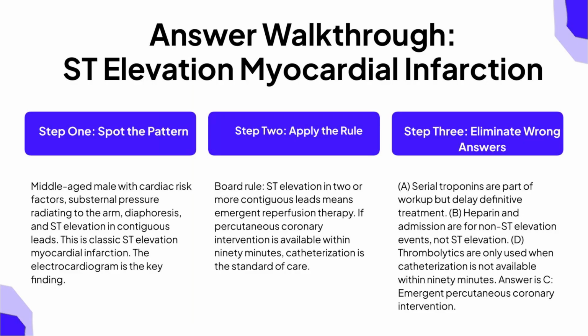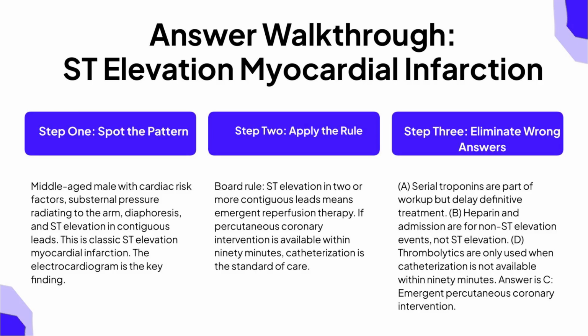Step 1. Spot the pattern. You have a man with classic risk factors presenting with substernal pressure, arm radiation, diaphoresis, and ST segment elevation in contiguous leads. That is a textbook ST segment elevation myocardial infarction. Step 2. Apply the rule. The board rule for ST segment elevation myocardial infarction is emergent reperfusion. If the hospital can do percutaneous coronary intervention within 90 minutes, that is the answer.